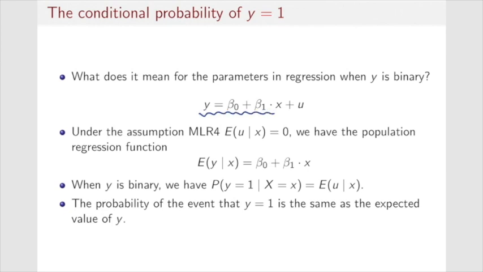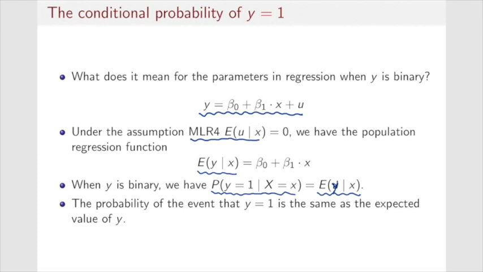Here is the population model for a simple linear regression. Under the conditional zero mean assumption, we have the population regression function: the expectation of y conditional on x is equal to beta 0 plus beta 1 times x. When y is binary, the conditional probability of y equal to 1 is the same as the expectation of y conditional on x. So let's check why this equation holds.